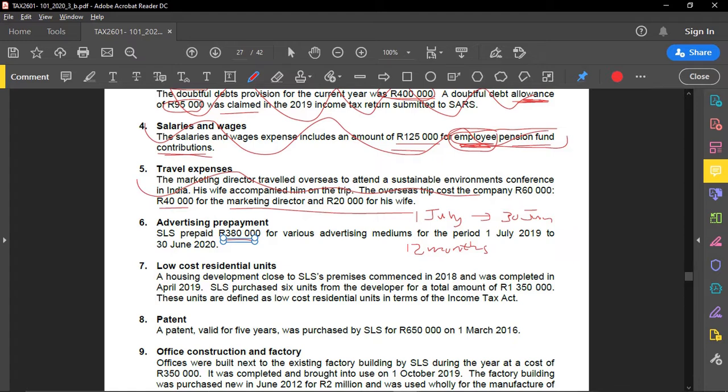Right, the first thing we need to check when looking at prepaid expenses is, is the prepaid expense greater than 6 months? Well, yes it is. Okay, 12 months. Right. Is it less than 100,000? No, it's greater than 100,000. Right, if it was less than 100,000, it would be deductible in full.